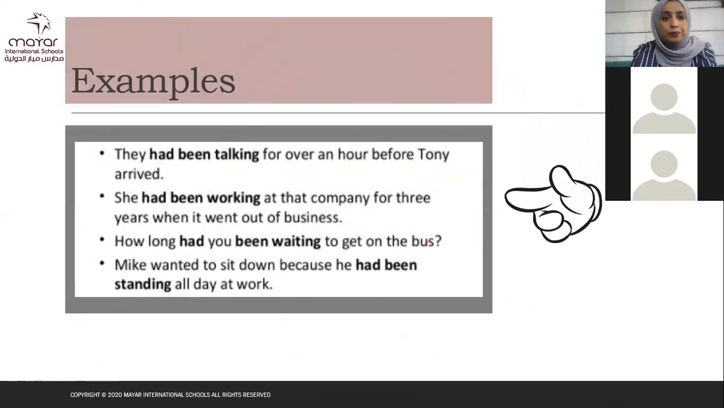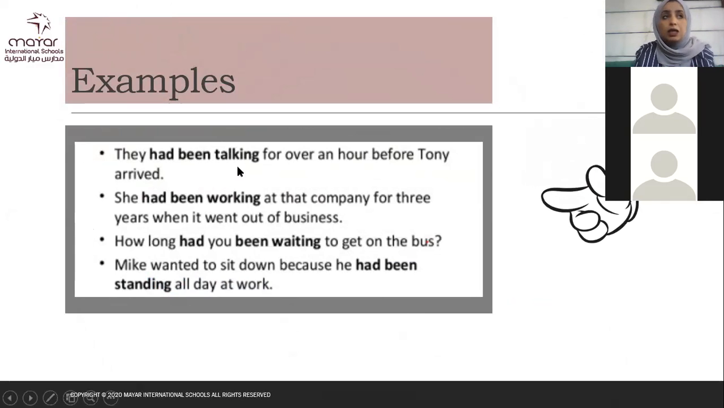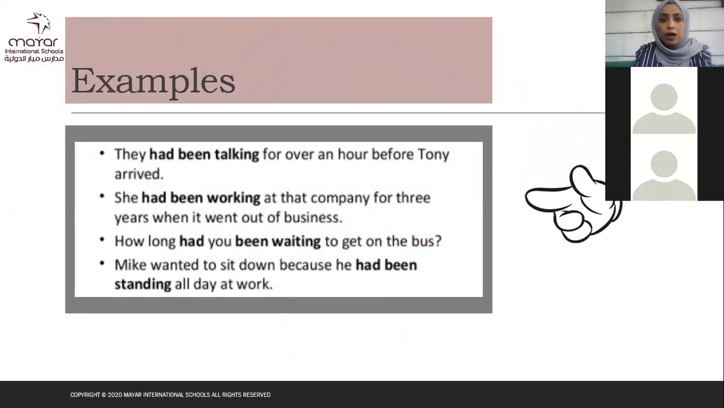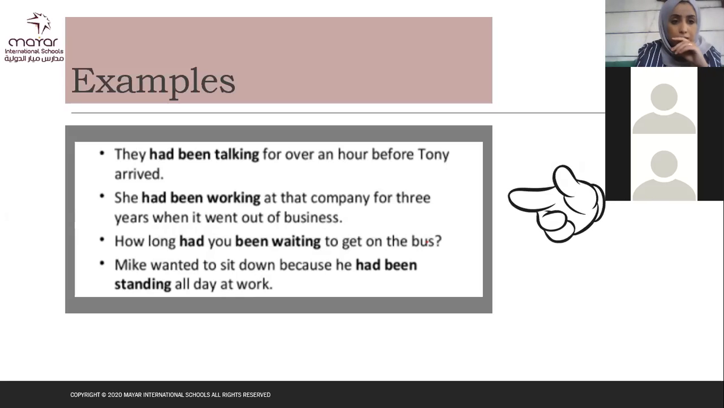More examples. It says they had been talking for over an hour before Tani arrived. So they had been talking for an hour. What does that mean? It means they started talking an hour before. They kept on talking for an hour, and then they stopped. Why did the speaker decide to use this tense? To show you the duration. How long did they spend doing the talking?